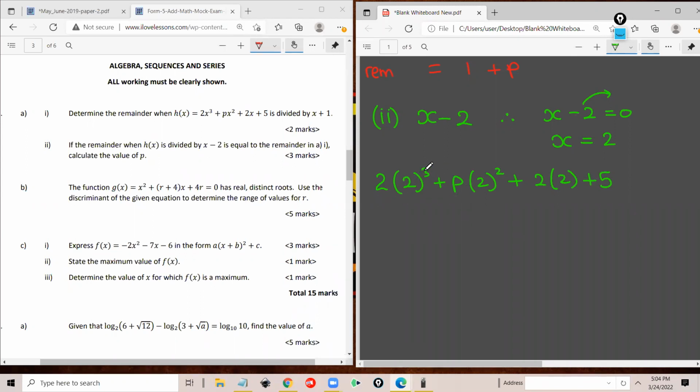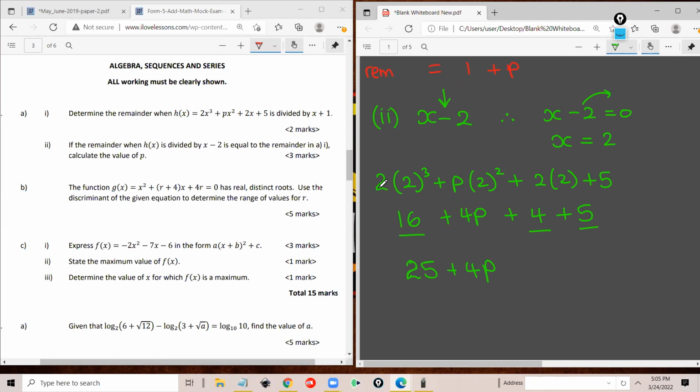So 2 to the power 3 is 8. Remember, you have to work out the brackets first. 8 by 2 is 16. 2 squared is 4, 4 by p is 4p. 2 by 2 is 4, plus 5. So let's work this out: 16 plus 4 is 20, plus 5 is 25. So 25 plus 4p is the remainder if you divide by x minus 2.